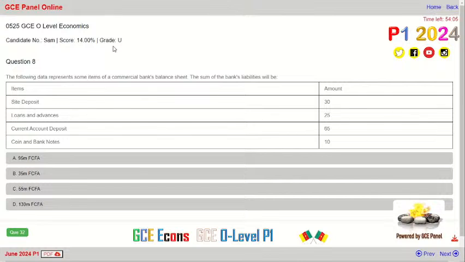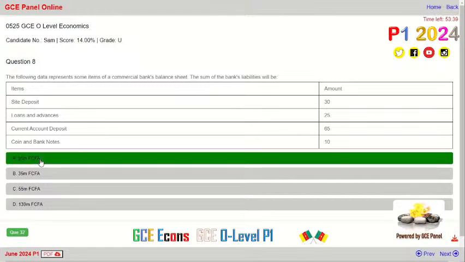The following data represents some items of a commercial bank's balance sheet. The sum of the bank's liabilities will be, so here we have items and we have the amount. Note that for liabilities, the only things that we count are deposits. So in counting liabilities, we only consider deposits. So we have the savings deposit, which is 30, plus the current account deposit, which is 65, giving us a total of 95.